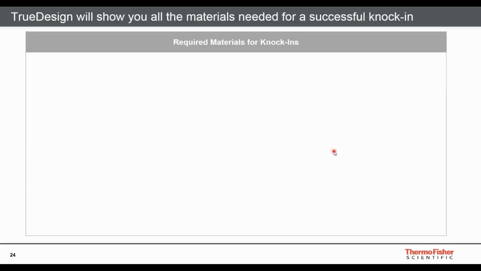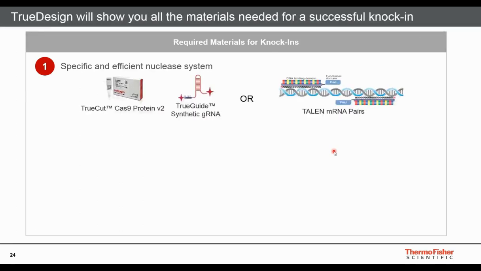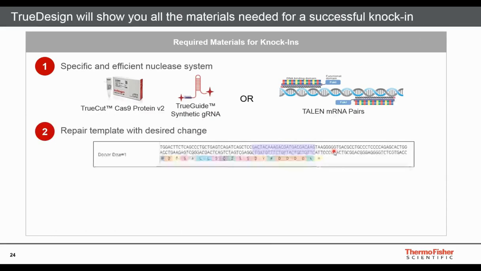So, at the beginning of our presentation, we talked about the required materials for knock-in. The first was going to be a specific and efficient nuclease system. And with that, TrueDesign will recommend either our CRISPR-Cas9 products, our TrueCut Cas9 synthetic guide RNAs, or TALEN pairs, depending on the type of edit you're wanting to do and the design restrictions that may apply to that specific part of the genome. It'll then give you the repair template with your desired change.